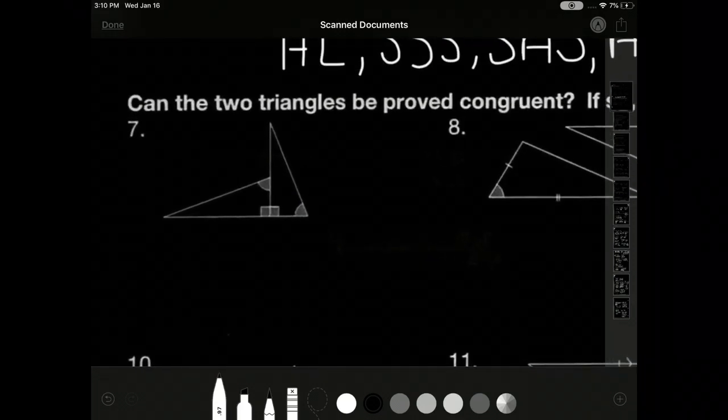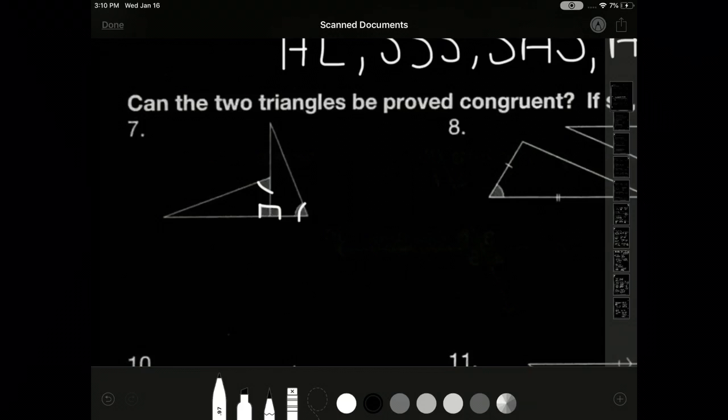So as we go through number 7 here, we can take a look. We've got the right angles and we've got congruent angles. There's nothing else marked. Okay, so this one doesn't have enough information, so we can't say that those 2 triangles are congruent.